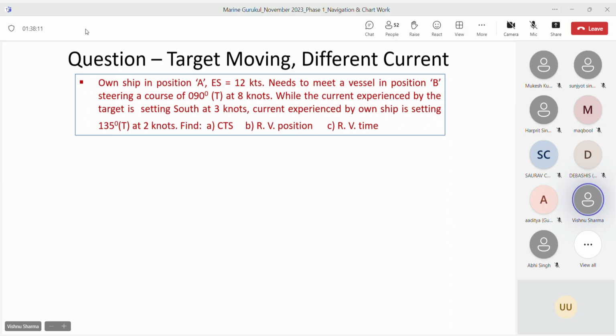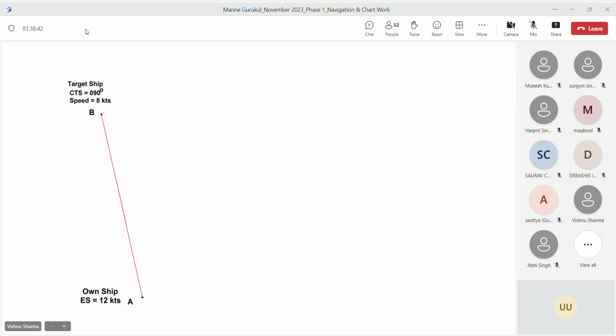Okay. First we mark off. So now you see A and B. Own ship speed 12 knots, target movement this. The current experienced by the target is south at 3 knots, current experienced by the own ship is 135 degrees at 2 knots. Okay, they are experiencing different currents. Next point is obtain the relative line of approach. All are aligned up to this point? Yes, sir.